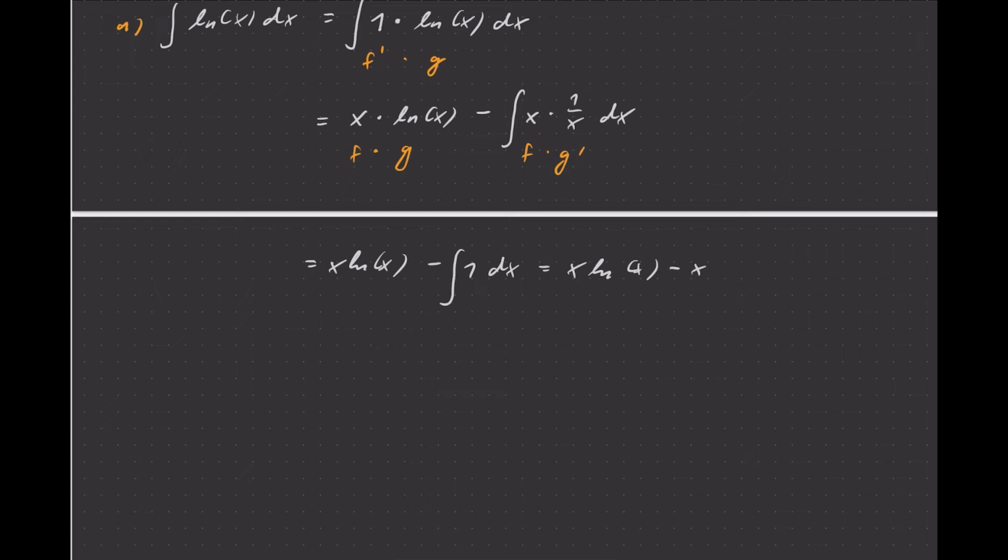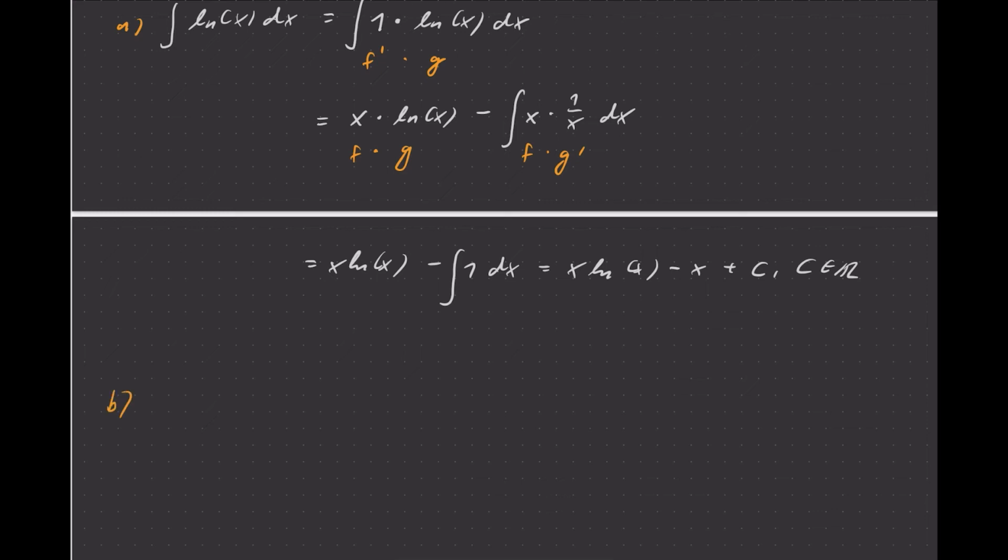And of course, as usual with indefinite integrals, we have to add a constant to get all possible antiderivatives here. So this is how you can compute the integral of the ln using integration by parts. Neat little trick. I'll show you one more neat little trick.